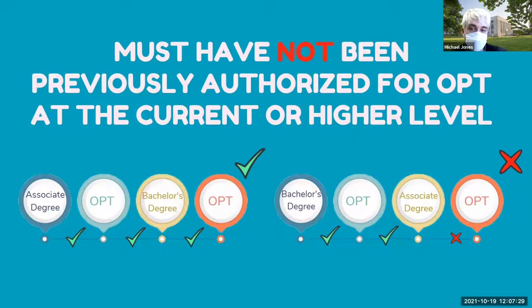That's because the way OPT works is you get 1 year of post-completion OPT or pre-completion OPT, generally per degree level you move up. So you can get 1 year at the associate's degree level, 1 year at the bachelor's degree level, then if you go get your master's, you can get another year of OPT. Then if you potentially go get your PhD or a doctorate, you can get another year of OPT.